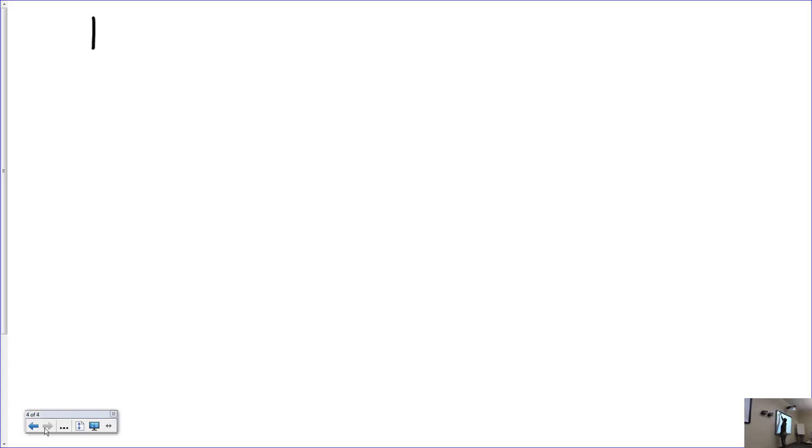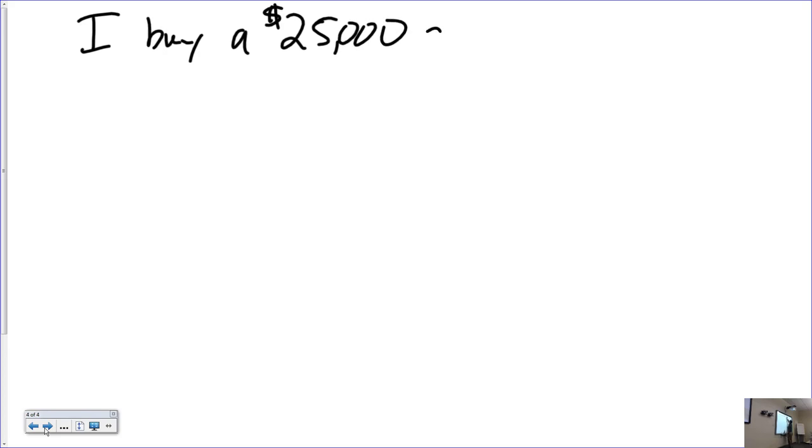So let's suppose that I buy a $25,000 car. We took my 2007 Honda Civic to the car shop the other day. It's got 250,000 miles on it because I've been driving it here for 10 years. So the car's probably worth maybe $1,500, $2,000. The guy's like, yeah, it'll be about a $1,500 repair. Yeah, so I'm doing this.